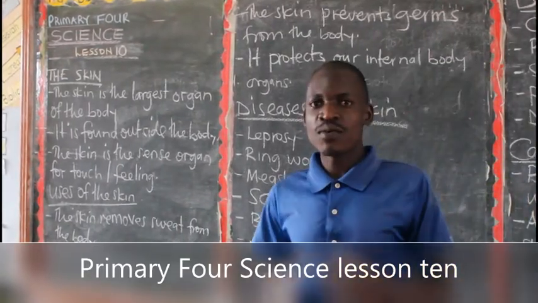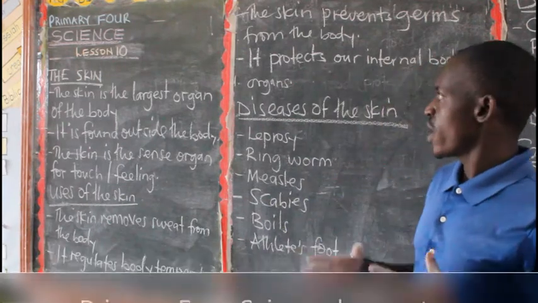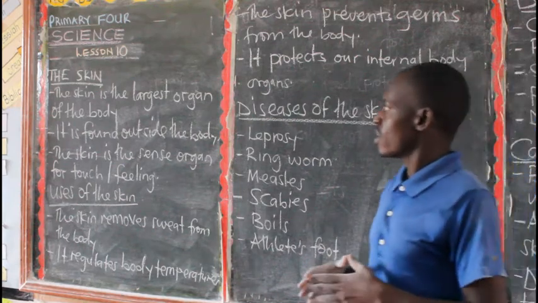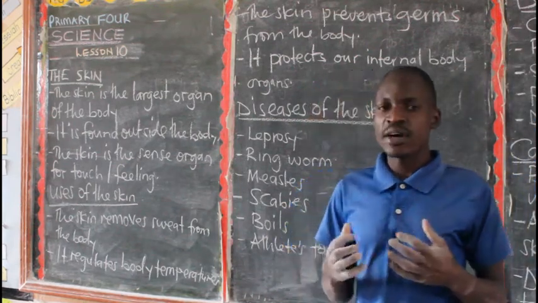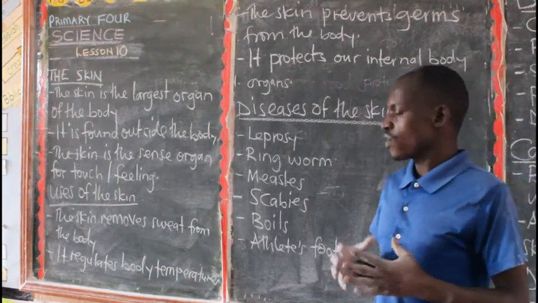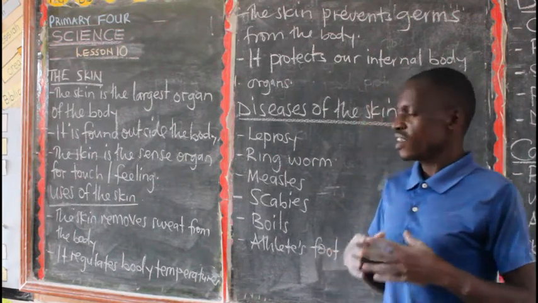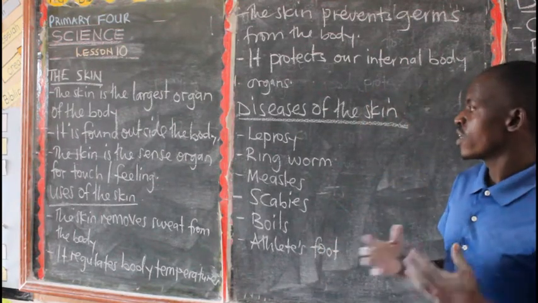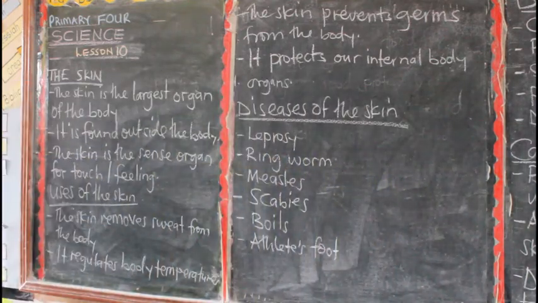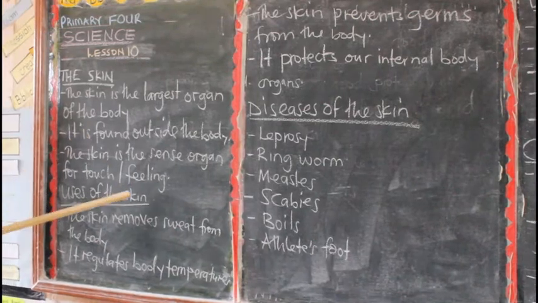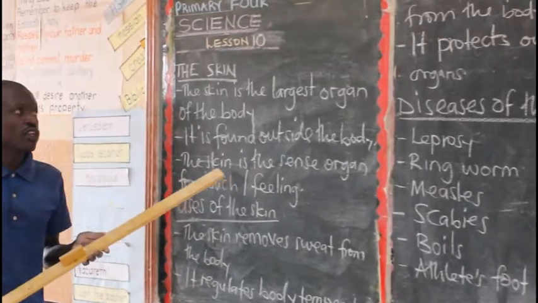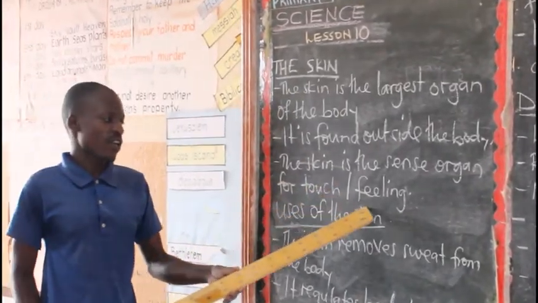Members, we are still moving with our body organs, and we are having the last body organ, that is the skin. We know that the skin is the largest body organ in the body, and it is found outside the body of an organism. The skin is the sense organ for touch or feeling. When we talk about the body senses, we talked about the sense of touch or feeling, and it is the skin that responds towards this body sense. So the skin is a sense organ for feeling.